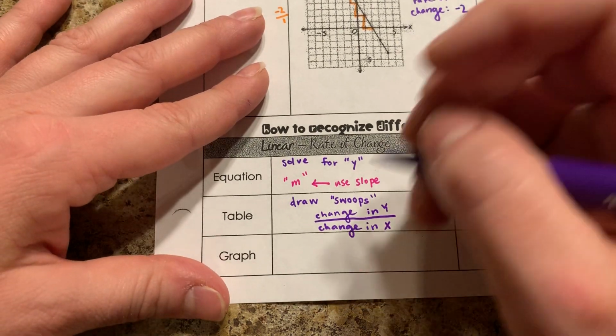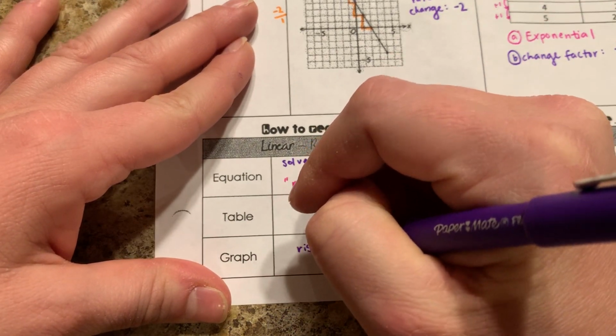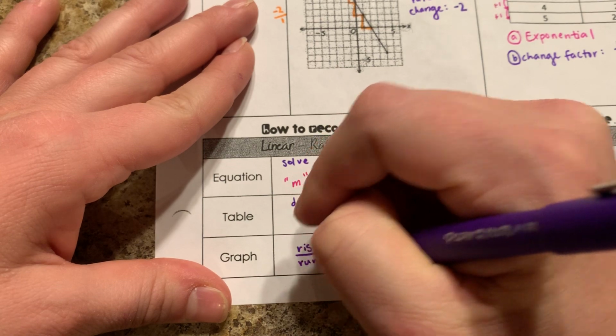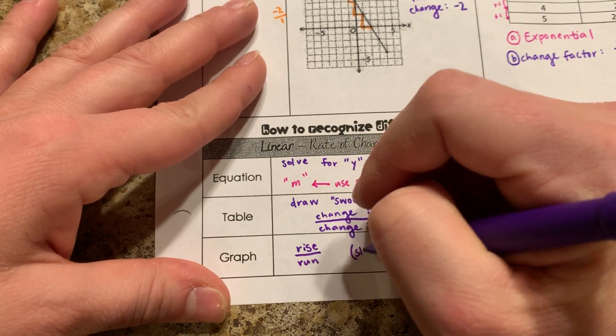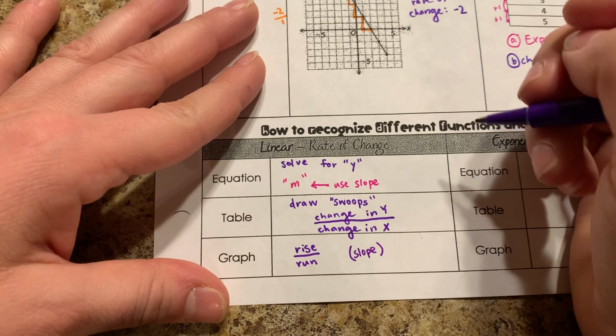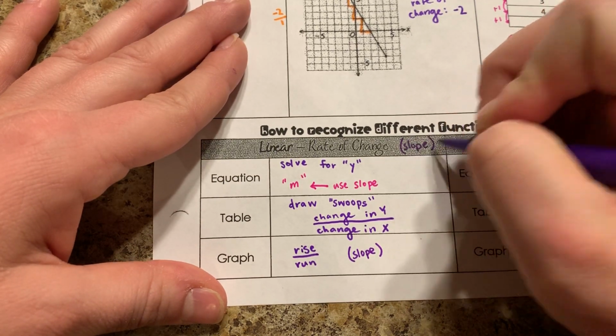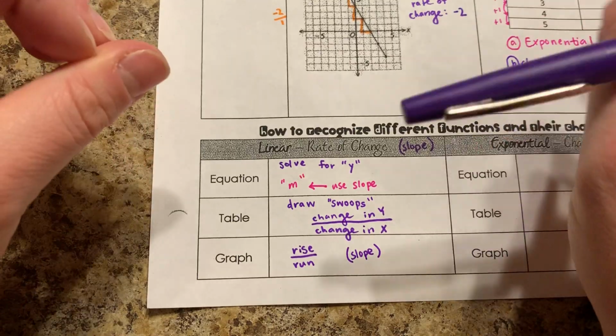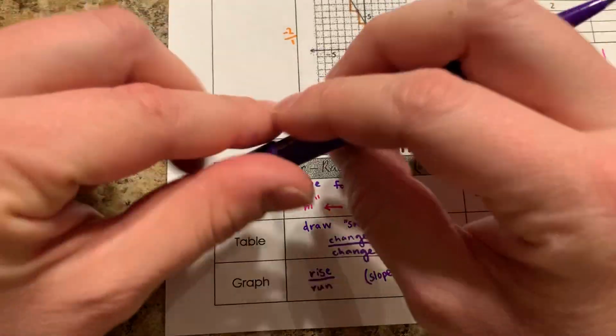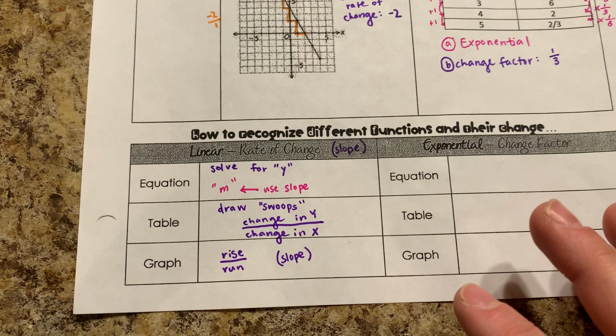Lastly, in a graph, it's going to be the rise value over the run value. Guys, once again, that's slope, okay? So rate of change here, don't forget, it is slope in all of these situations. We just have a fancy word for it. It's not even that fancy because you've heard that word before. All right, so that's constant rate of change.